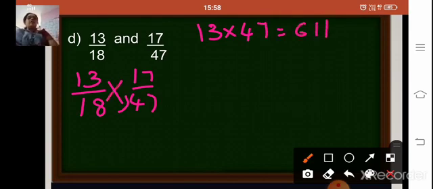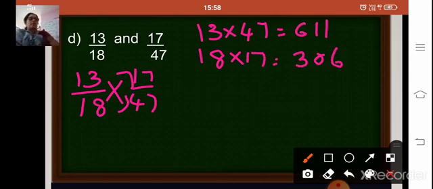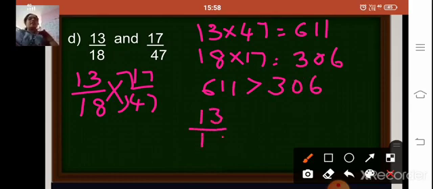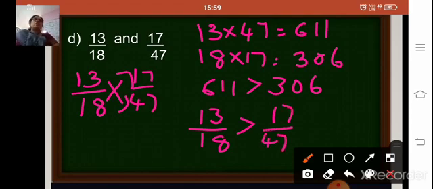And then 18 into 17. When you multiply, you get the answer as 306. So here 611 is greater than 306. So you can say that your first fraction, that is 13 upon 18, is greater than 17 upon 47. So students, do not change the order of the fraction. Just cross multiply and then compare the fractions.